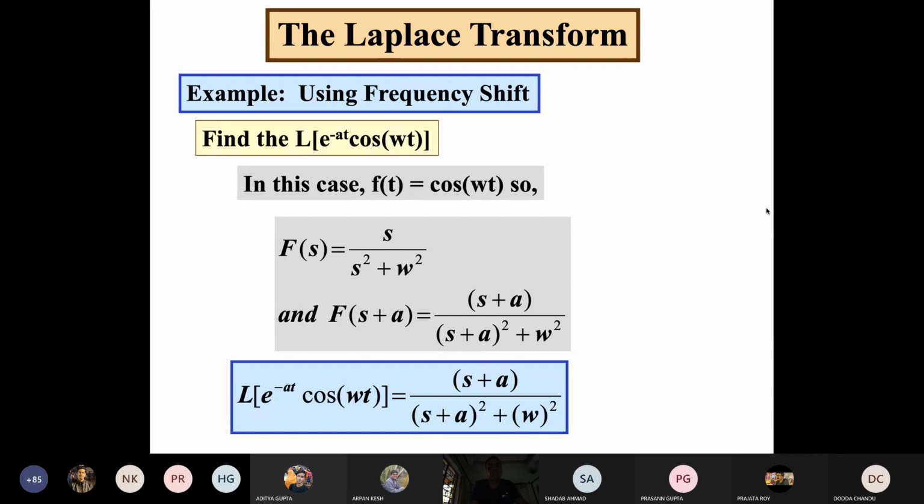Can you solve it without using integration? What is the Laplace transform of cos omega t? s by s square plus omega square.